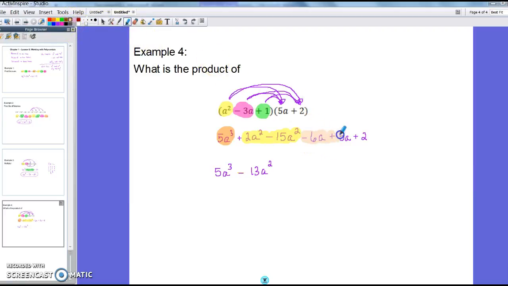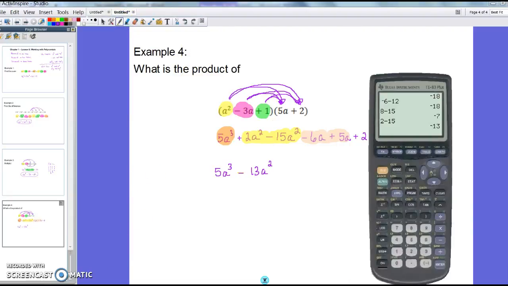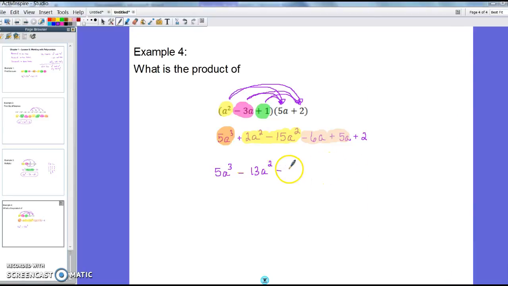Okay, then I'm going to look at my next two terms, my a term. So I have negative 6 plus 5. Go ahead and check that in your calculator if you're not sure. Negative 6 plus 5 is going to give you negative 1. So that's going to be negative 1a, which we can just write as negative a. And then I just have that plus 2 on the end. And so I have to include that in my answer. So remember, when you're multiplying, you always add the exponents, but when you're just adding or subtracting, the exponent doesn't change.